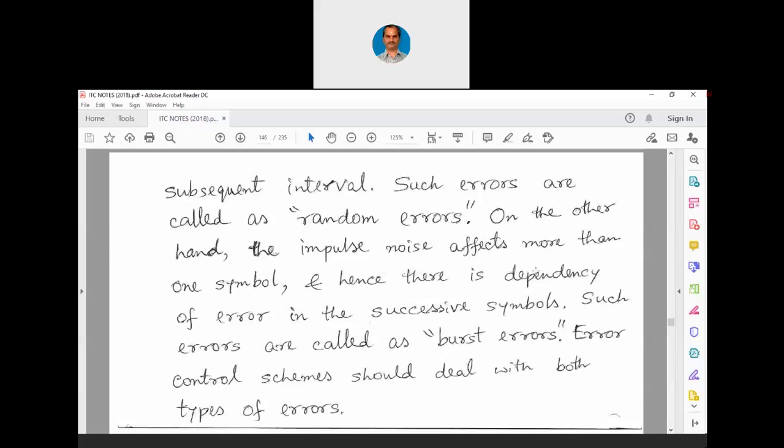The impulse noise affects more than one symbol, and hence there is dependency of error in the successive symbols also. Such errors are called burst errors. Error control schemes should deal with both types of errors. Now, let me underline these random errors and let me underline these burst errors. In this particular course, we are dealing only with the random errors. We are not dealing with burst errors.